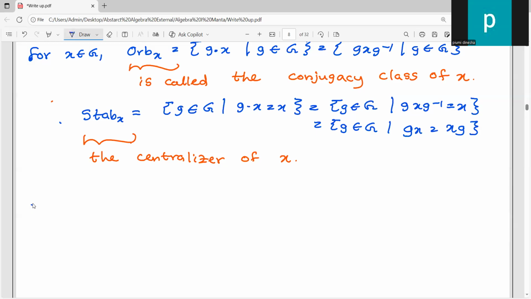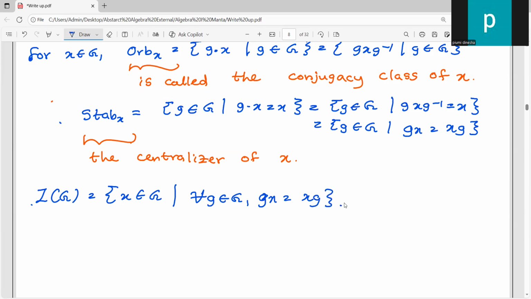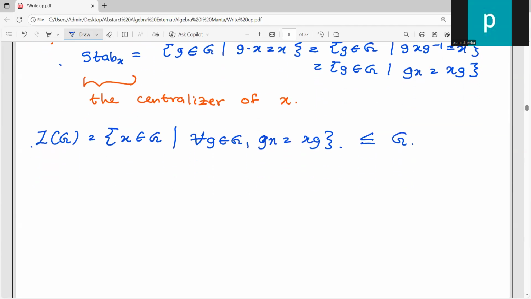Okay, let's go to the center of G in this case. We know that Z of G is defined to be all elements X in G such that for all g in G, we have gx equals xg. And we know that this is a subgroup of G. It's a normal subgroup of G.